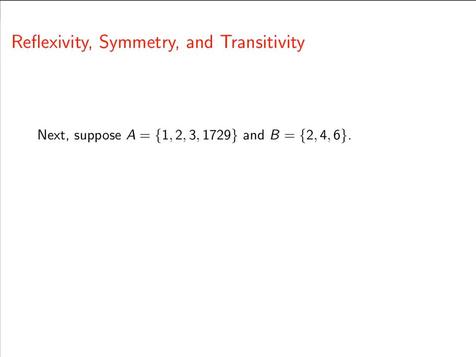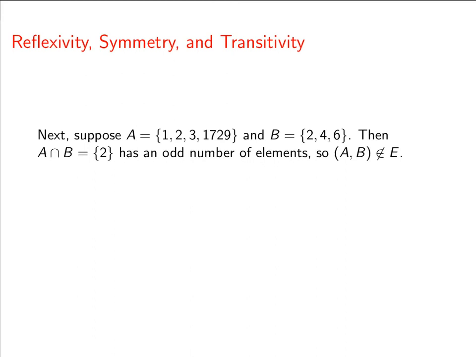All right, now let's suppose that A is {1, 2, 3, 17, 29}, and B is {2, 4, 6}. Then if we compute the intersection of these, we get the set that contains just 2. That has an odd number of elements, so that means A is not related to B.